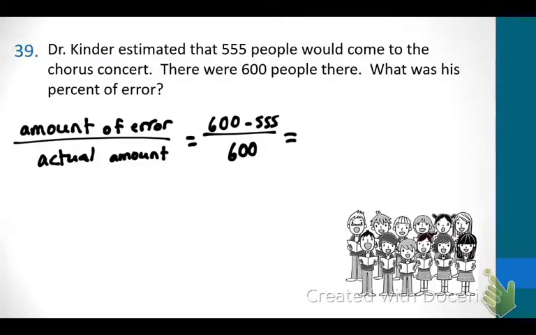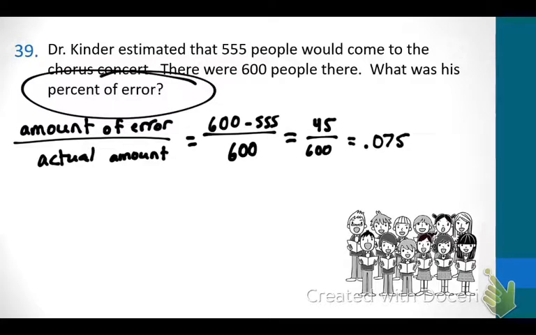Israel, what's 600 minus 555? 45. So now I'm going to take 45 over 600. Guys, what does this fraction bar mean? To divide. What is 45 divided by 600? 0.075. But if you remember, it comes back and it says, what was his percent of error?